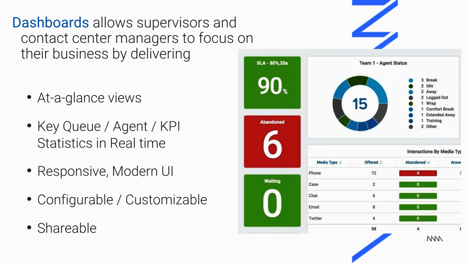All this together really allows your supervisors and managers to focus on the business and not on the dashboard, which is where they should be focused. So in quick recap, at a glance views, we have our KPIs, which will allow you to show agent and queue stats. You can group them by skill, you can group them by media type, you can group them by queue. This dashboard is responsive and configurable, and best of all, you can create a dashboard and allow others in your contact center to see it.